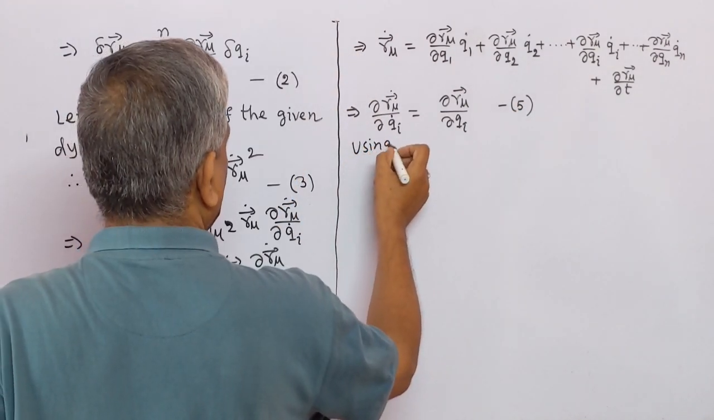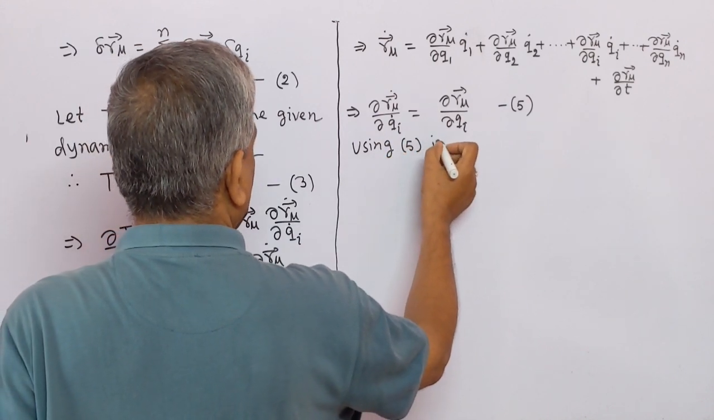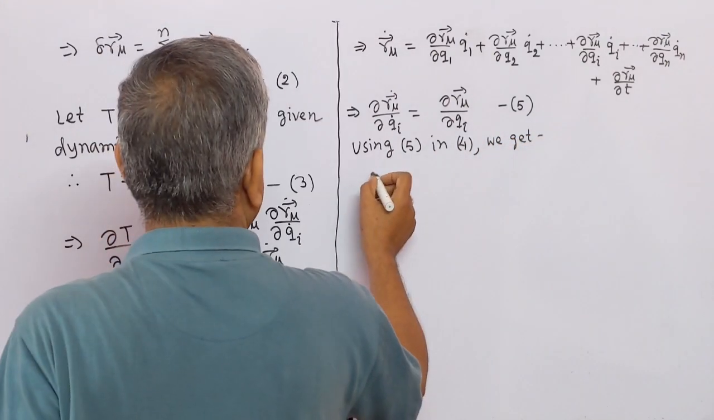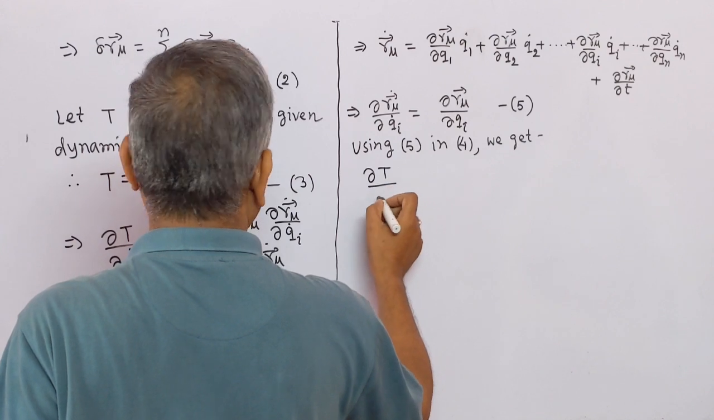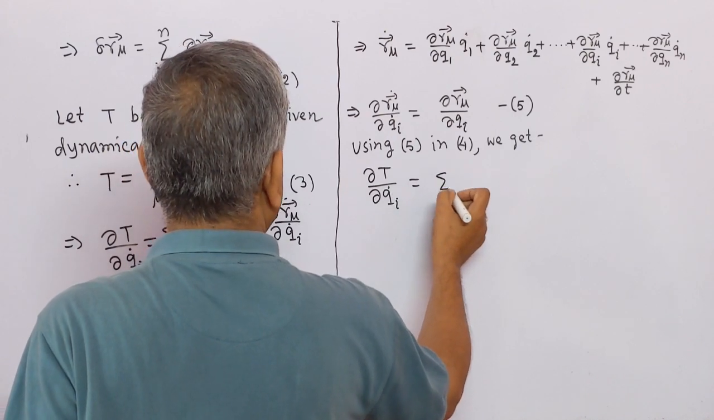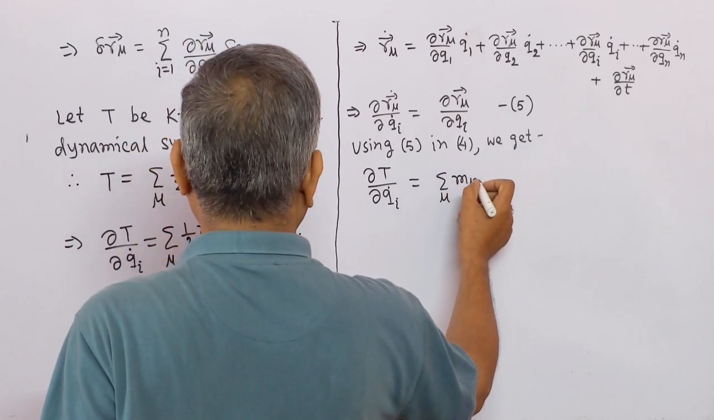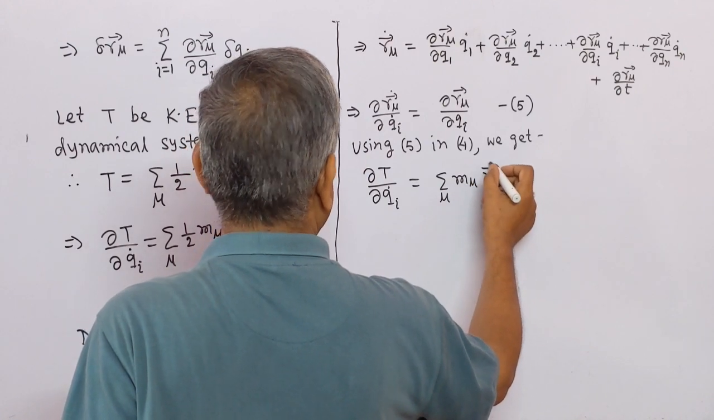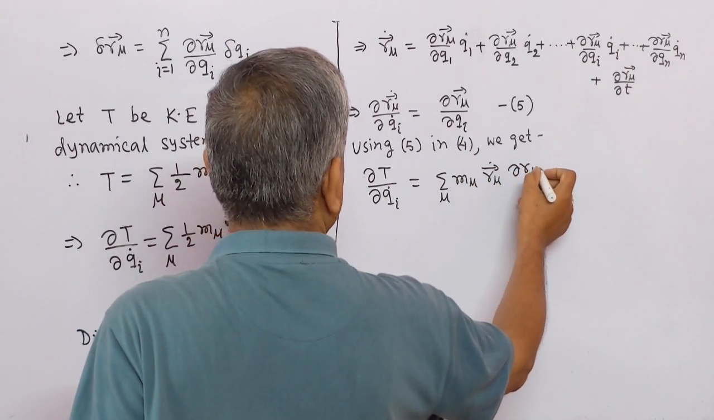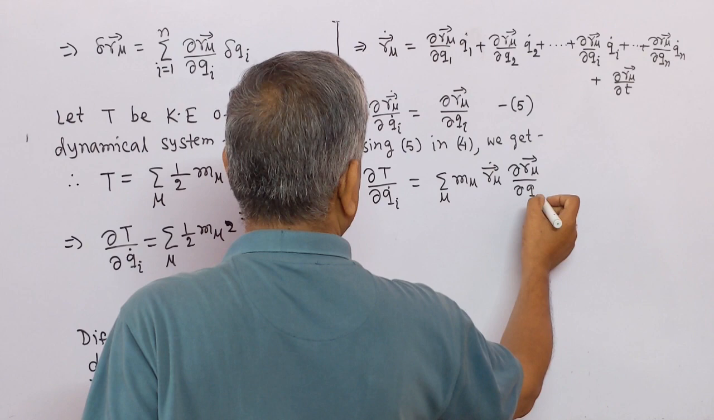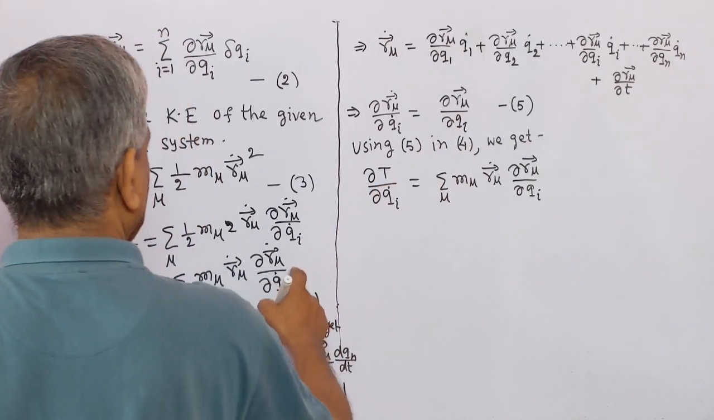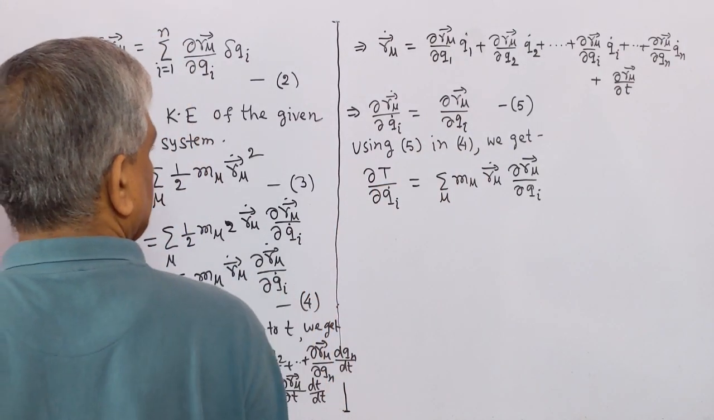Using 5 in 4, we get partial derivative of t with respect to qi dot equal to sigma mu m mu r mu dot vector, and this will be partial derivative of r mu with respect to qi, using this in 4 here.